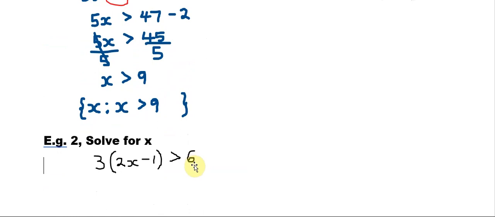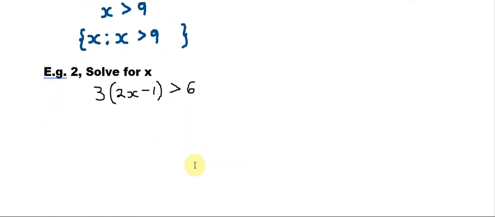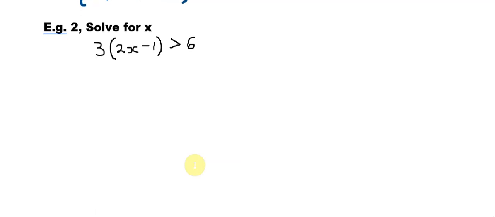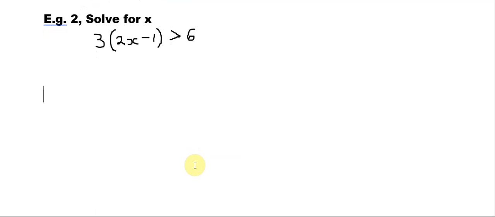So here is example 2. Solve for x. We have 3 times open bracket 2x minus 1 close bracket is greater than 6. Let's try this one. We have brackets here, so we have to expand that bracket. We have 3 being multiplied to each term in the bracket. So we're going to have 3 times 2x and 3 times negative 1. We are distributing the 3 across each term in the bracket.